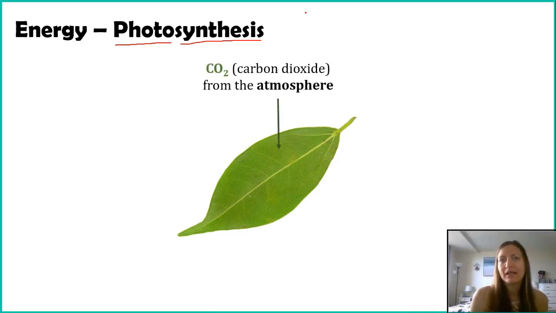So for example, plants need air, but very specifically, they need CO2, or carbon dioxide, from the atmosphere. It's actually pretty cool. Leaves have these little mouths that literally open and close, and this allows air in and air out.